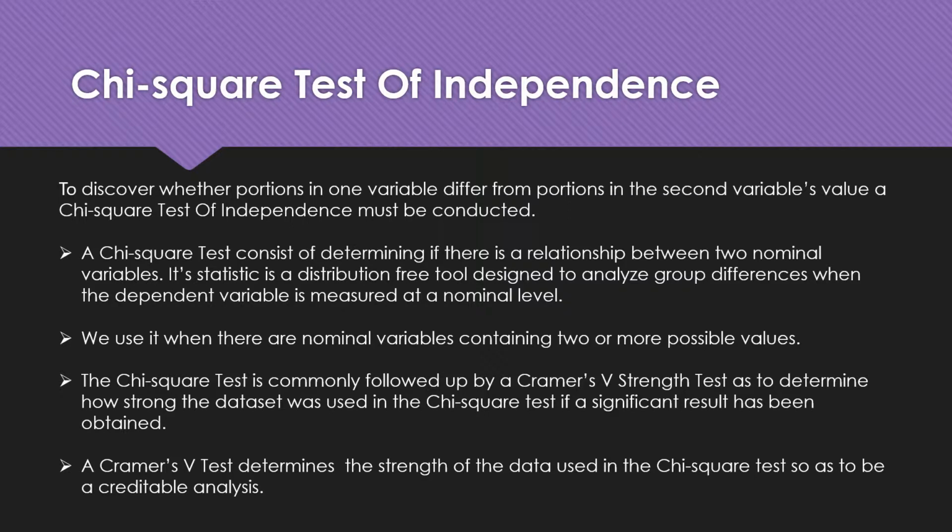The chi-square test is commonly followed up by a Cramer's V strength test to determine how strong the data set used in this chi-square test was, if a significant result has been obtained from that chi-square test. A Cramer's V test determines the strength of the data used in the chi-square test so as to be a credible analysis.